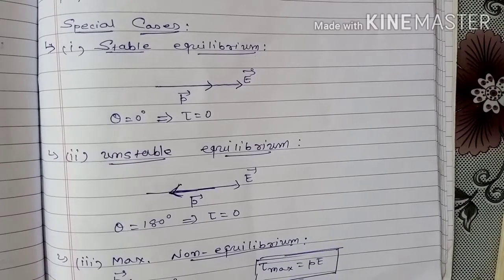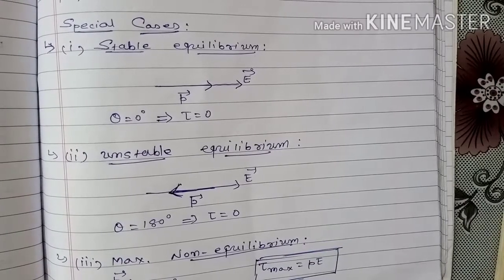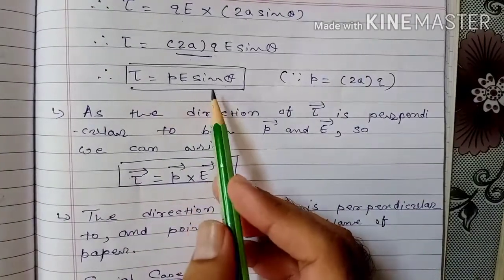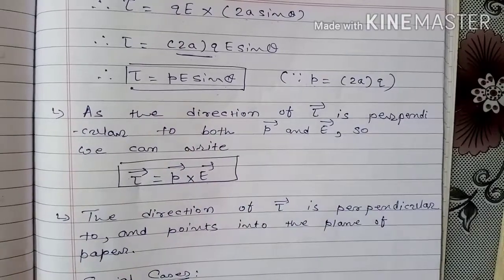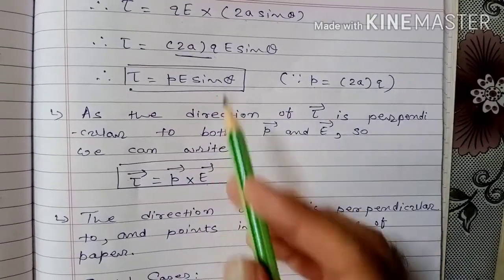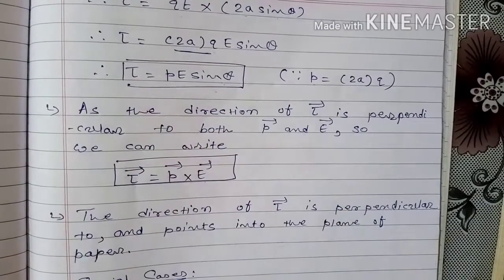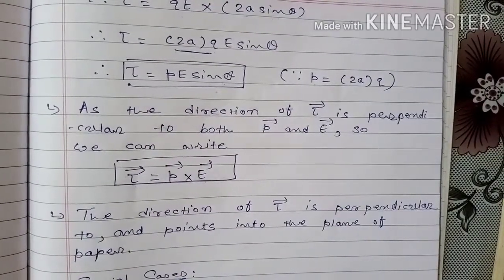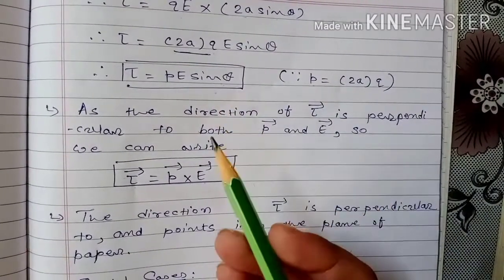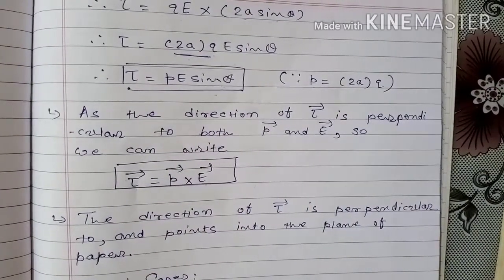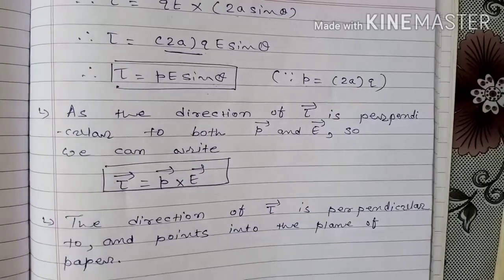If we want net torque to be 0, then the formula of torque, tau is equal to pE sin theta. For which value of theta will we get torque 0? If we take sin 0, then the value of sin 0 is 0, so torque comes out to be 0. Or if you take sin 180, that is 0, then torque tau is equal to 0. So for these two angles we can get equilibrium condition.